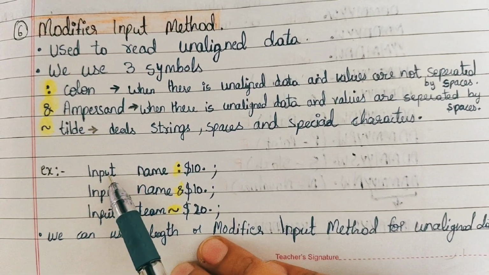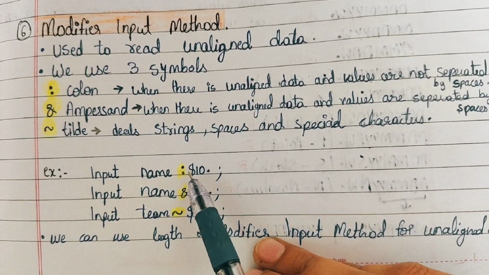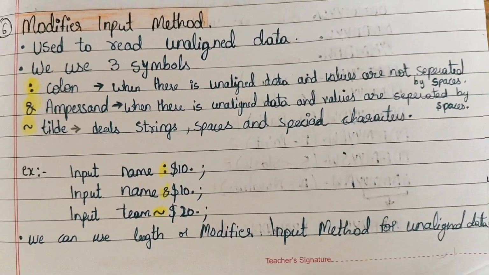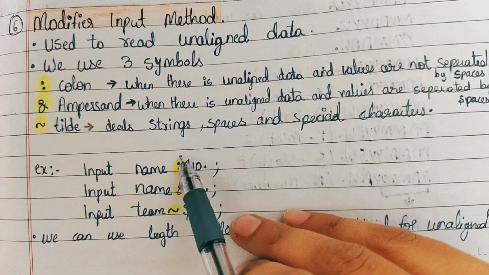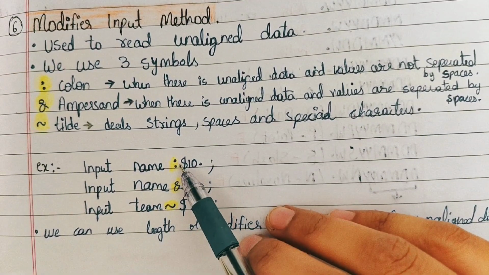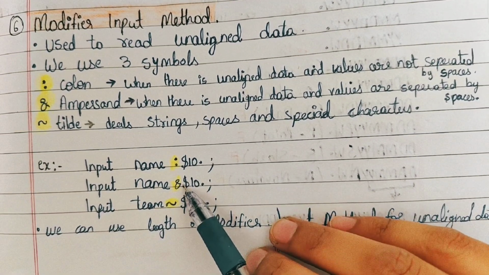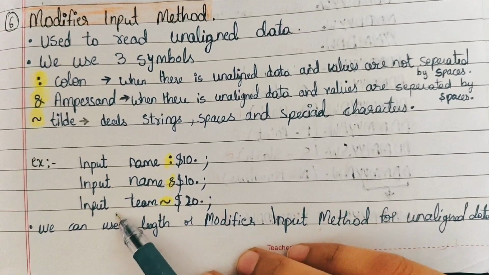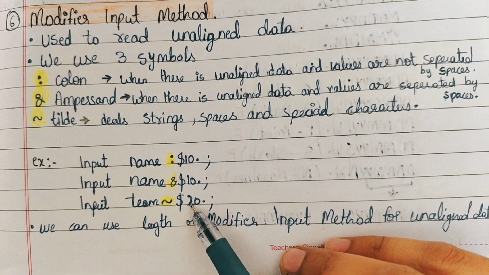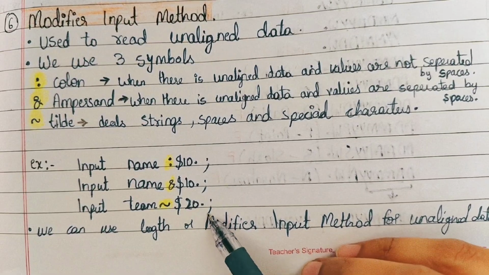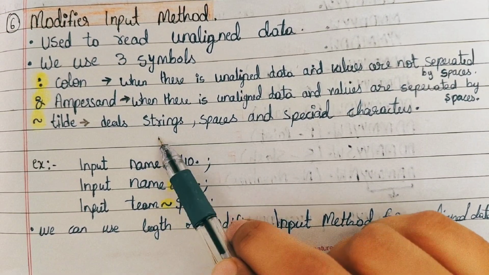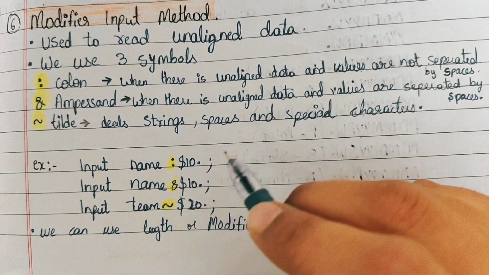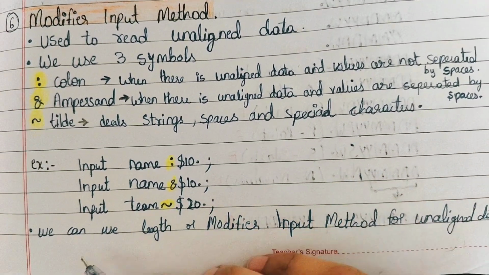Next, you can see the example here, name colon $10 dot. We have to use the width as well and we have to use this colon. When the values are not separated by spaces we will use colon. When the values are separated by spaces and the data is unaligned, we will use ampersand. And input tilde symbol $20 dot. This is nothing but it deals with strings. Suppose we want strings, like welcome to SAS, with the strings we want, at that time we will use this.